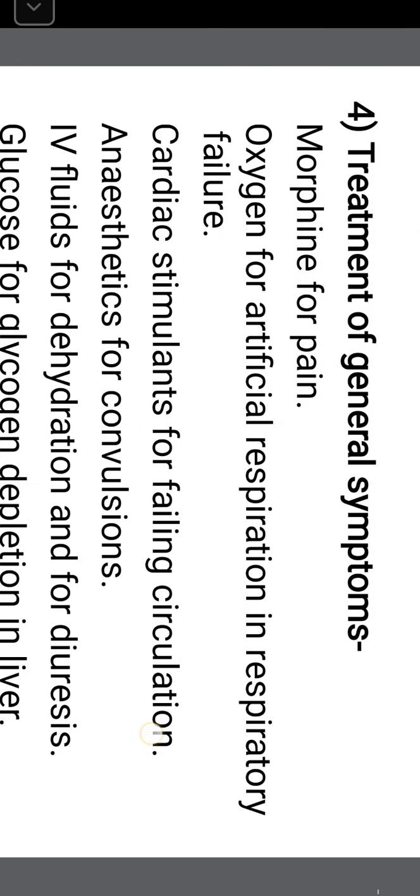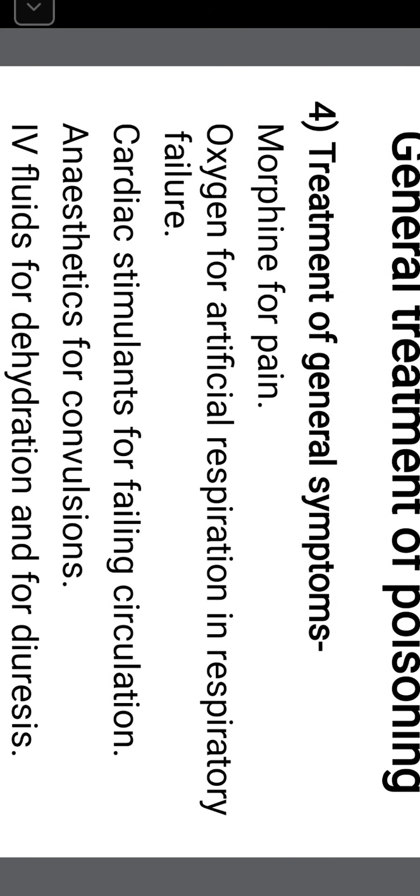Then next is general treatment of poisoning, that is the treatment of general symptoms. By now we have seen removal of unabsorbed poison, then use of antidotes. Then third is removal of absorbed poison. So now you have removed the unabsorbed poison, you have used the antidotes also. In the third step you have removed whatever poison has been absorbed in the body, in the system, that also you have removed.